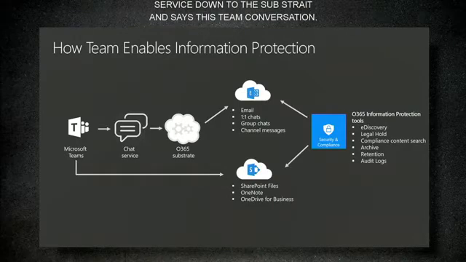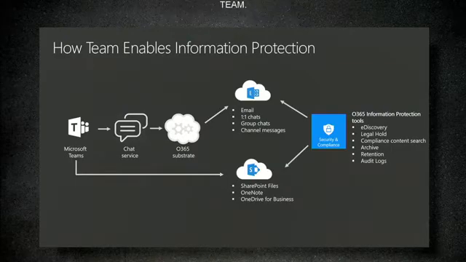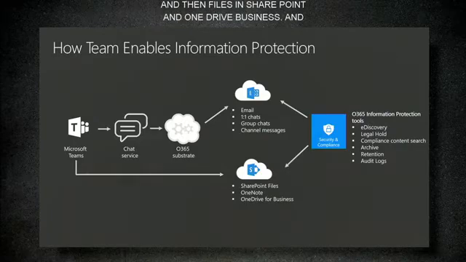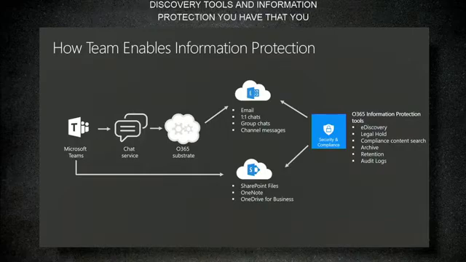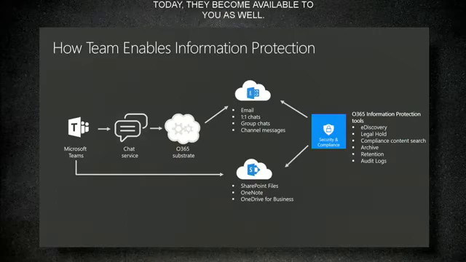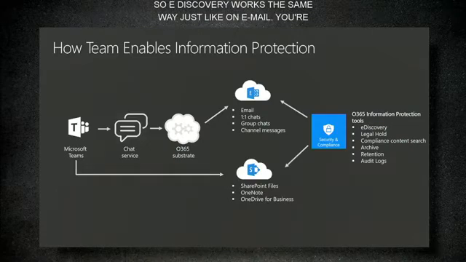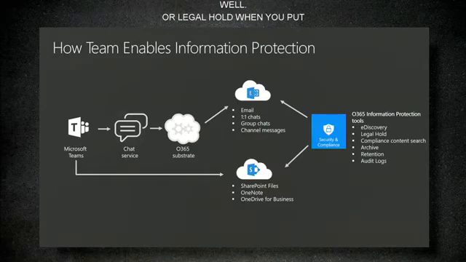Files, as I mentioned earlier, are in SharePoint and OneDrive for Business, and OneNote is physically stored in SharePoint as well. By doing that, all the e-discovery tools and the information protection that you might be using with Exchange today become available to you as well. E-discovery works the same way: just like you're doing e-discovery on email, you're now able to do e-discovery against Teams, or legal hold. When you put someone's mailbox on hold, it applies to email, and it'll also apply to Microsoft Teams.